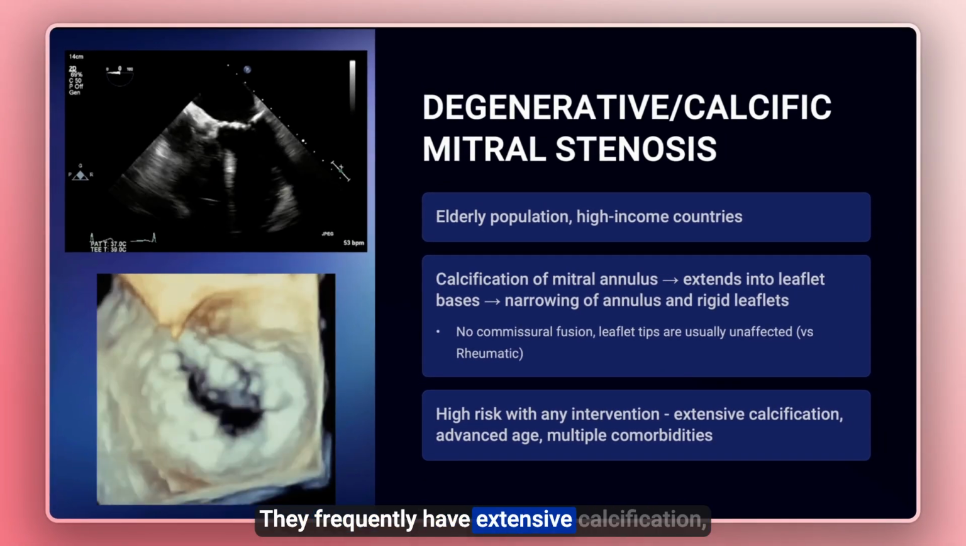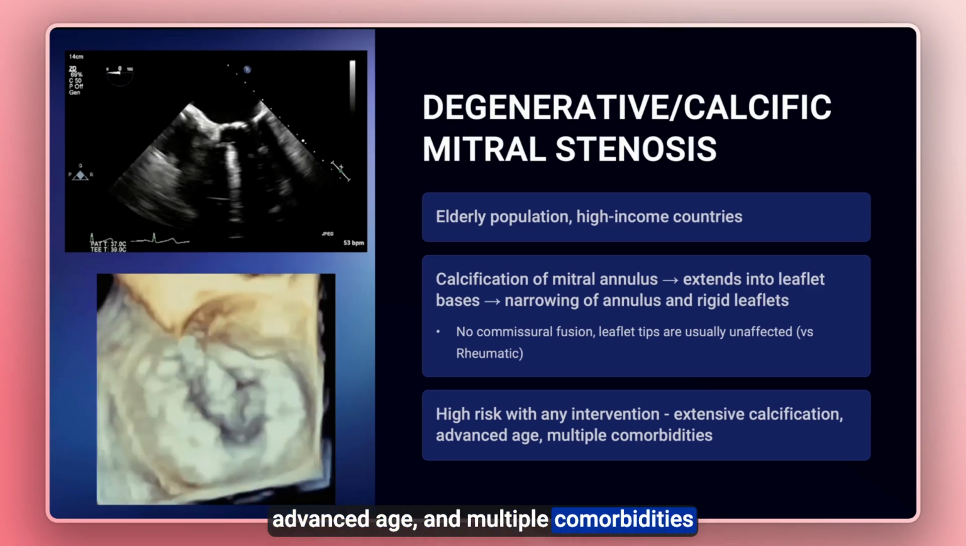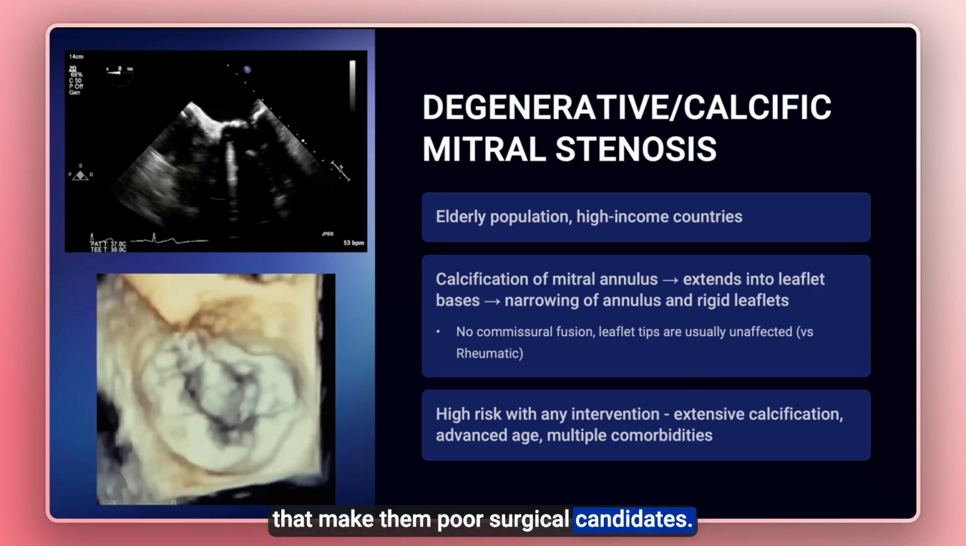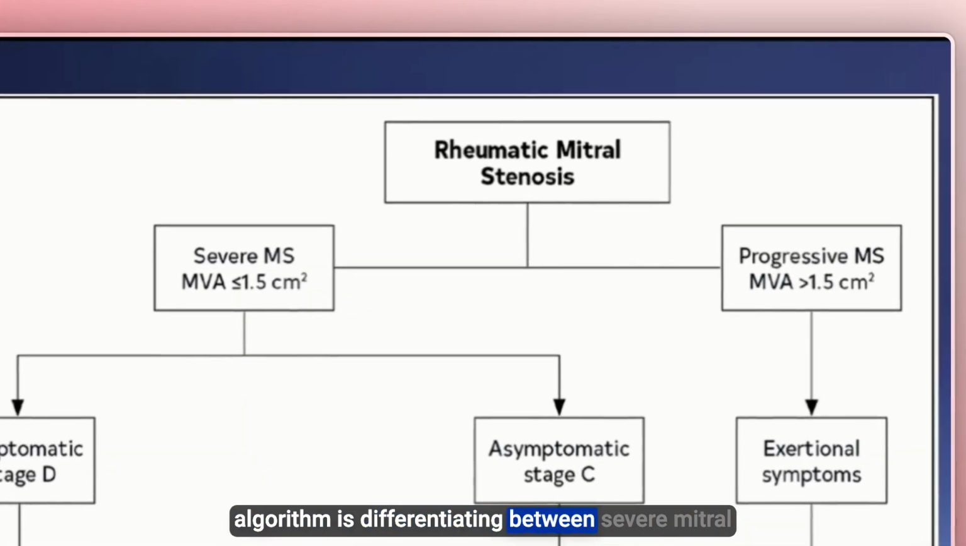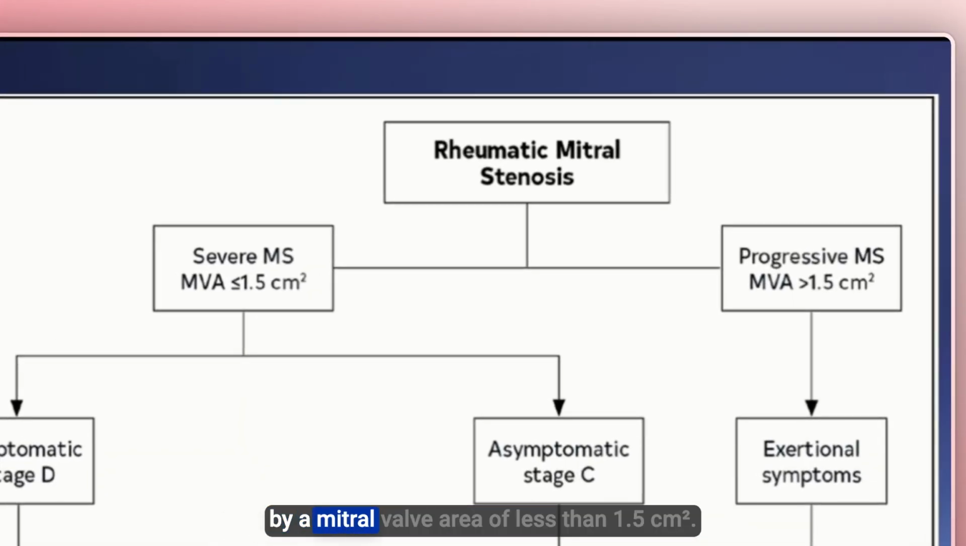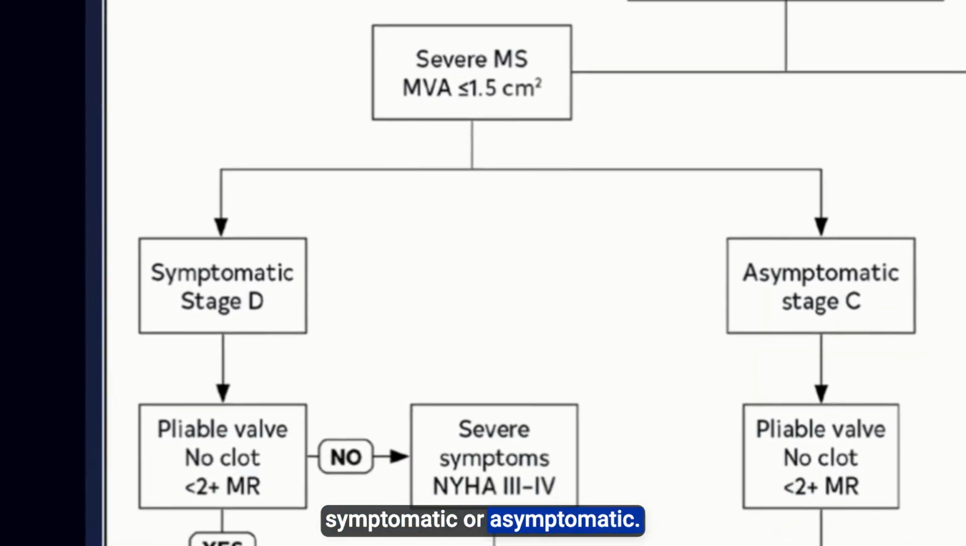They frequently have extensive calcification, advanced age, and multiple comorbidities that make them poor surgical candidates. Let's look at some of the indications for intervention in rheumatic mitral stenosis patients. The first major differentiator in the treatment algorithm is differentiating between severe mitral stenosis patients and non-severe, as defined by a mitral valve area of less than 1.5 centimeters squared. Next, we'll determine if they're symptomatic or asymptomatic.